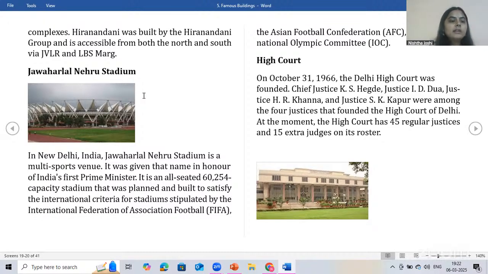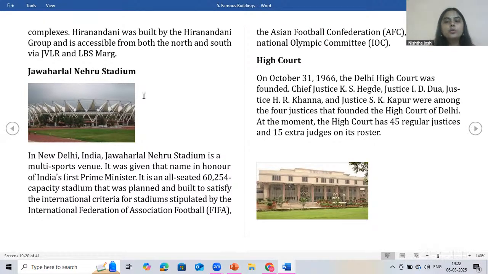So Jawaharlal Nehru Stadium is present in New Delhi, and it is an all-seated stadium which can house 60,454 people at once. And it was constructed keeping in mind the standards of international organizations like FIFA, AFC, and IOC to host various types of sporting events.